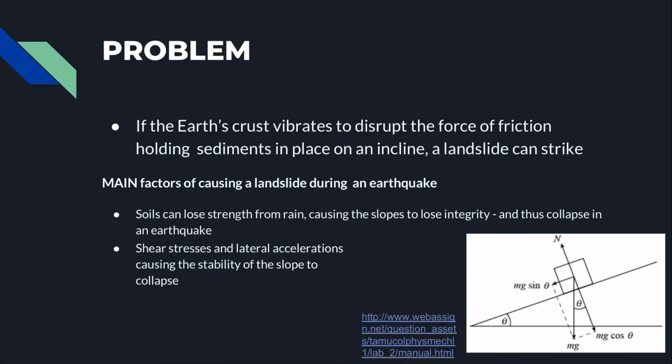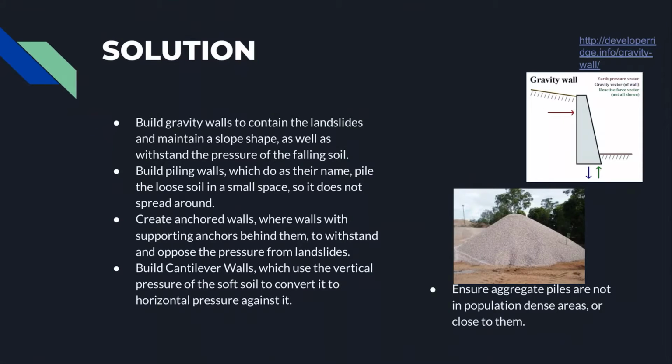cause a landslide. The main factors of a landslide include soils losing strength from weather like rain and therefore collapsing easily in an earthquake, or shear stresses and lateral accelerations being too great and causing slopes to collapse. A solution is to build various types of walls, including gravity walls, piling walls, anchored walls, or cantilever walls.